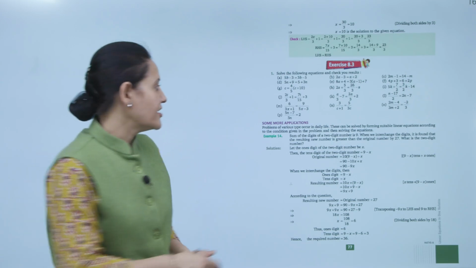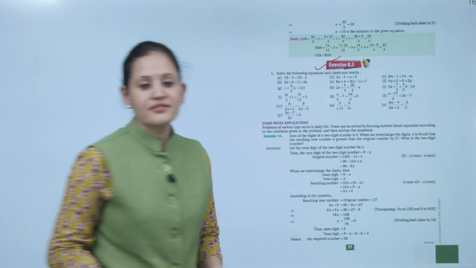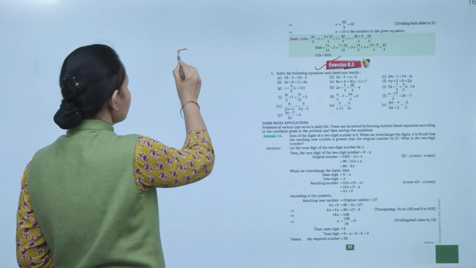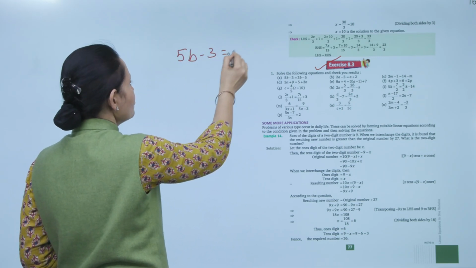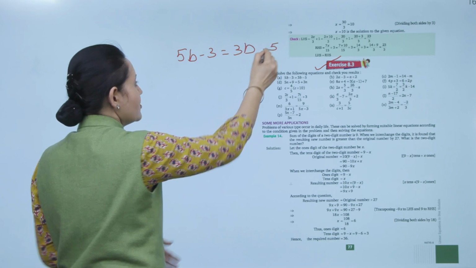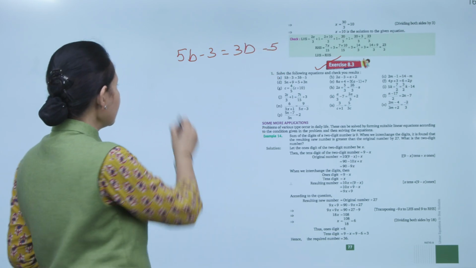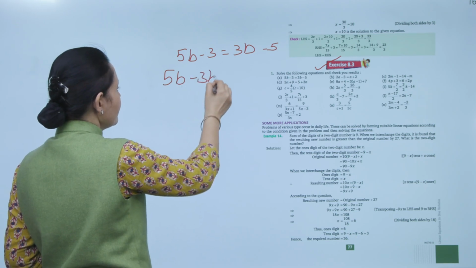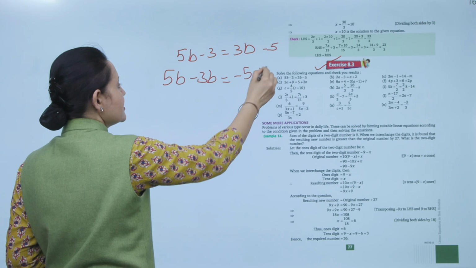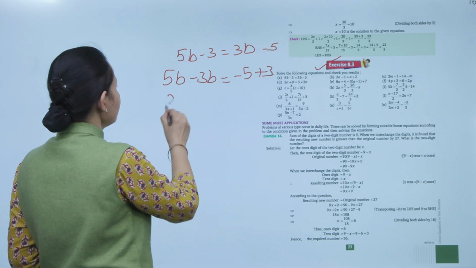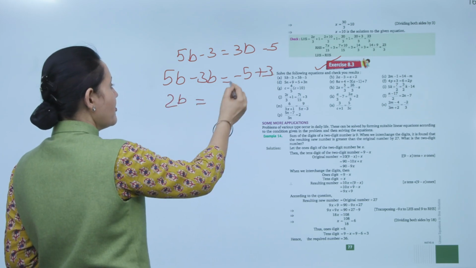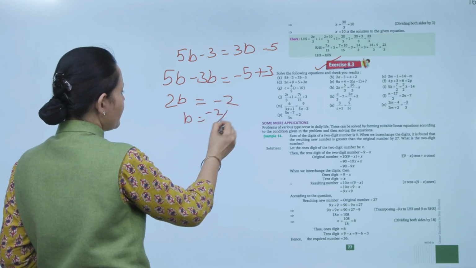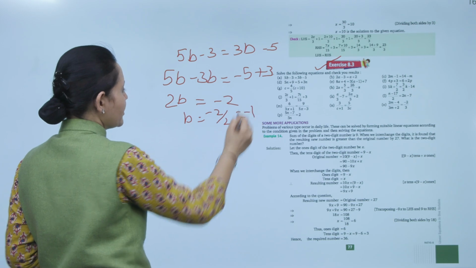Next is exercise 8.3. Solve the following equation and check your result. The equation is 5b minus 3 equals 3b minus 5. So what we'll do? We'll take the variable on one side and the constant on one side. 5b minus 3b equals minus 5 plus 3. Clear? So that is 2b equals minus 2. So b equals minus 2 upon 2, that is minus 1.